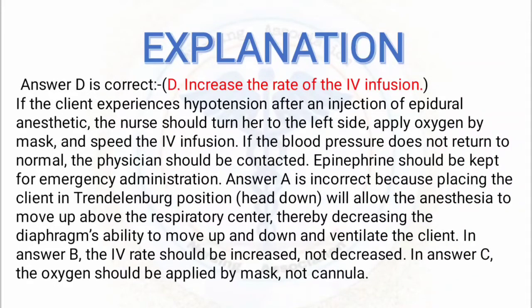Answer A will be incorrect because placing the client in the head down position will allow the anesthesia to move up above the respiratory center, thereby decreasing the diaphragm's ability to move up and down and ventilate the client. In answer B, the IV rate should be increased, not decreased, so answer B will also be incorrect. In answer C, the oxygen should be applied by mask, not cannula, so answer C will also be incorrect, and our correct answer will be increase the IV rate of infusion.